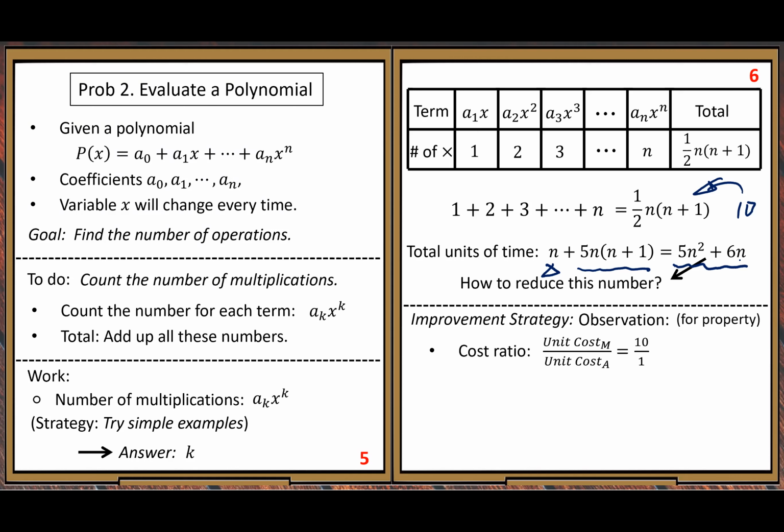All right, look at the cost ratio. Cost ratio for multiplication and addition. The numerator here, unit cost for multiplication. The subscript M means multiplication cost. Single multiplication cost, okay, over single addition cost. That's a 10-to-1 ratio, okay? That number is pretty big, pretty significant, right? 10-to-1 ratio, quite significant difference, okay?